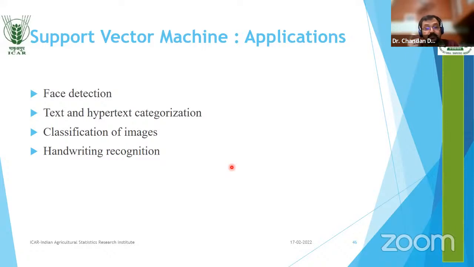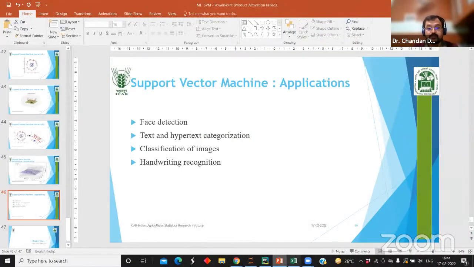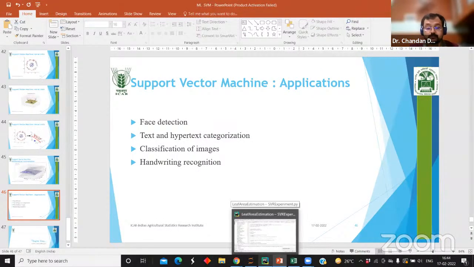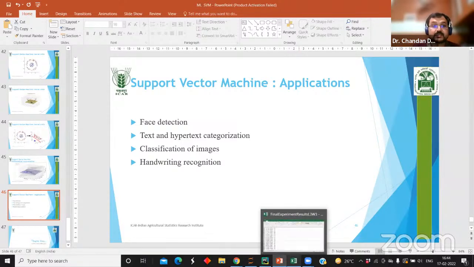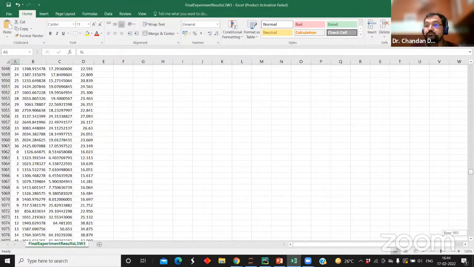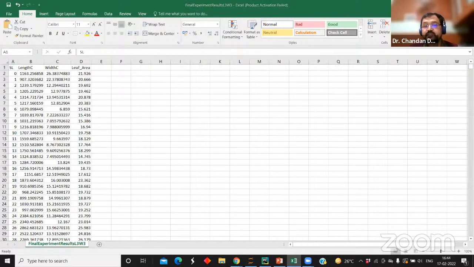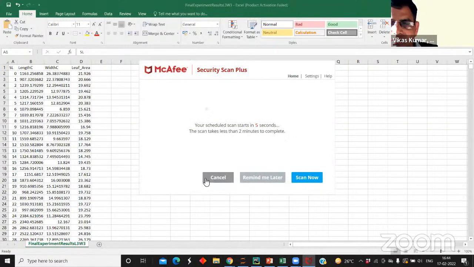But I want to share one of our experiments where we have used the SVM classifier. And the situation was like that. I think the data is visible, right? Data is shown to you. Sir, is the Excel file showing or not? Sir, is the Excel file visible? Yes, sir. It's visible, sir.